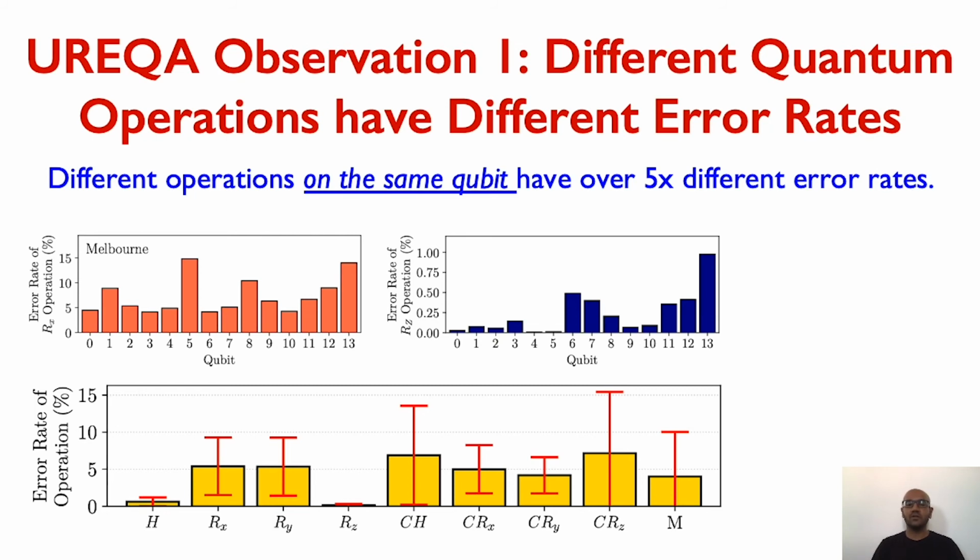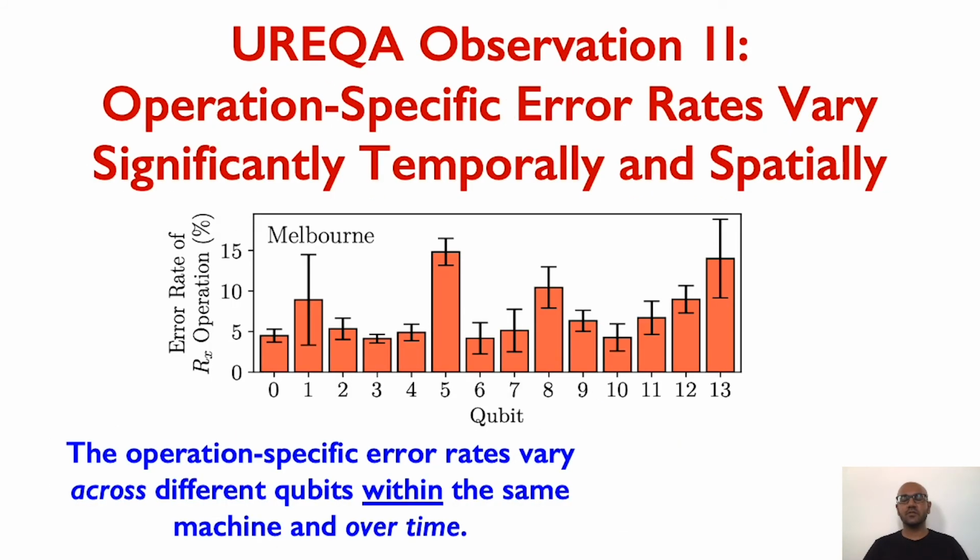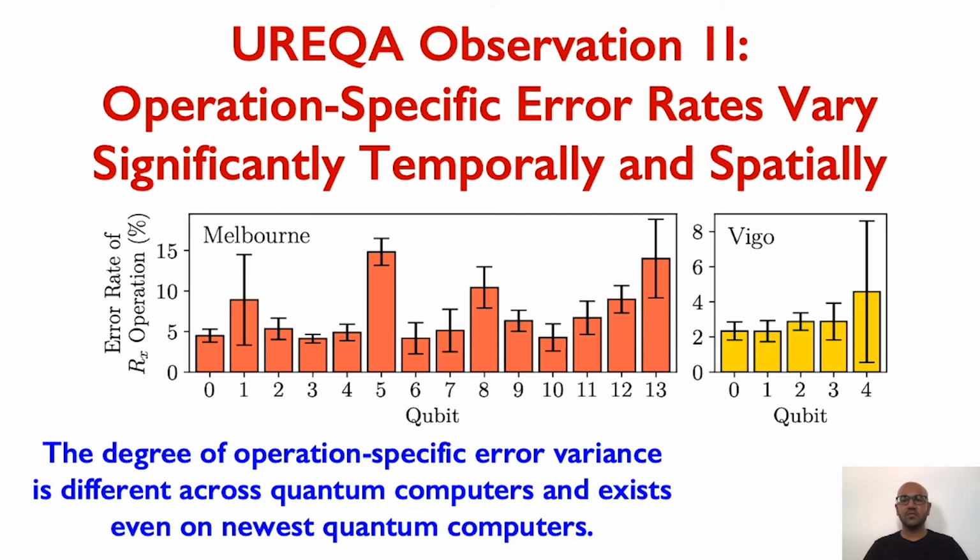We also observed that the error rates exhibit considerable variance for the same qubit and the same operation. So for example, for qubit 1 shown in the figure, the error rate of the Rx operation is 10% on median, but the error variance, as shown by the range indicators, is also considerable. In fact, the operation-specific error rate also varies with the computer. So for example, for the Vigo computer shown on the right, qubit 4 has a very large error variance, while none of the qubits on the Melbourne computer have such a large error variance.